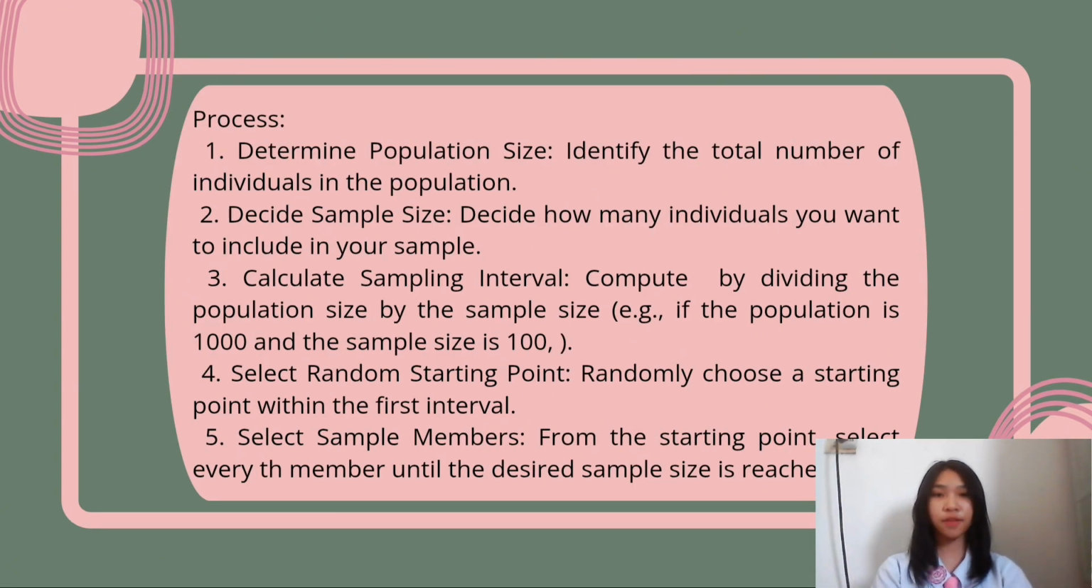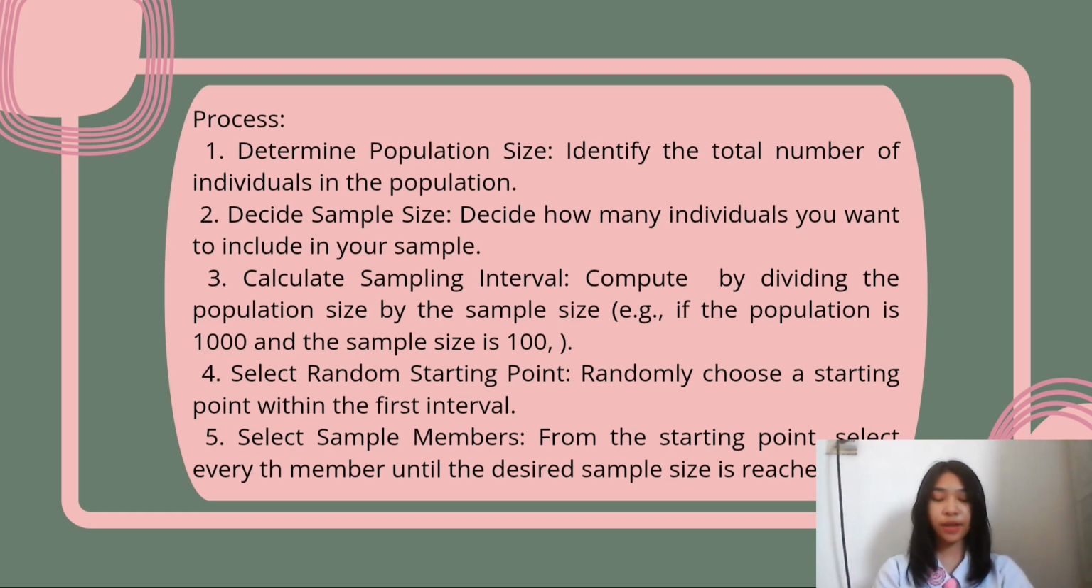Here is the process of systematic sampling. First, determine the population size. Identify the total number of individuals in the population. Second, decide the sample size. Decide how many individuals you want to include in your sample. Third, calculate the sampling interval. Compute it by dividing the population size by the sample size.